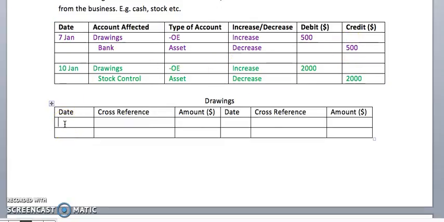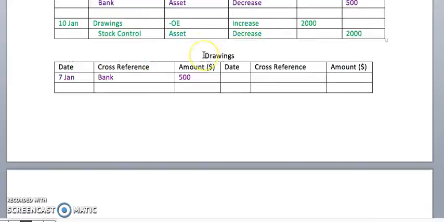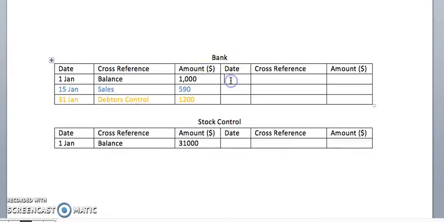So drawings on the 7th of Jan. The opposite side of this debit is going to be the credit. So I know that the credit that's happening is going to be bank, and it's $500. Bank, we are decreasing the amount in the bank. So the 7th of Jan. The other side of this transaction, the other side of this credit is going to be the debit in drawings for $500.